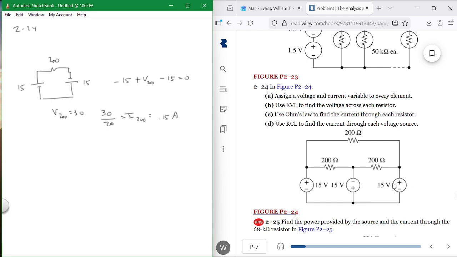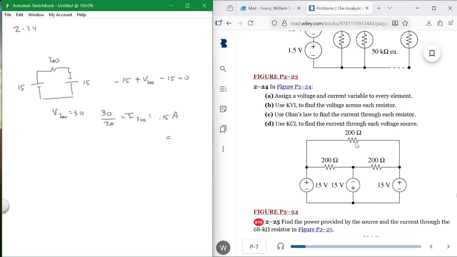Over here, what is the voltage? Well, it's the same thing, except this time we're marching around this way, and the current in this case is plus on the right, minus on the left. So the current on the left one is going left to right. The current on the right one is going right to left. So it's the same thing. V200 over here is going to be the same, 0.15 amp. So we've got 0.15 amp going this way, 0.15 amp going this way.